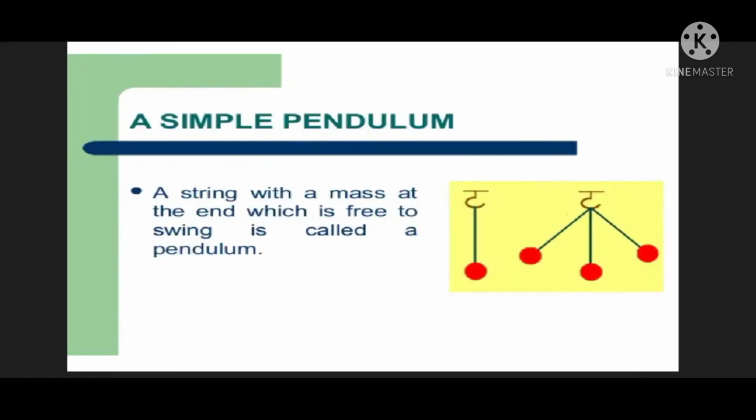A simple pendulum has a string with a mass at the end which is free to swing. The bob of the pendulum is free to oscillate. When the pendulum is at rest, it is in its mean or equilibrium position. And when the bob of the pendulum is slightly displaced from its mean position, the bob undergoes a regular to and fro motion. One such complete to and fro motion is equivalent to one oscillation of the pendulum. So, this is the simple pendulum.